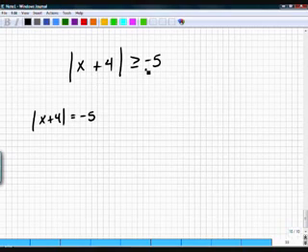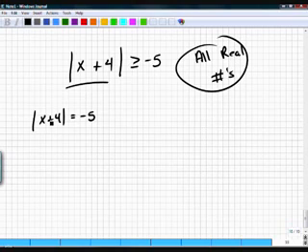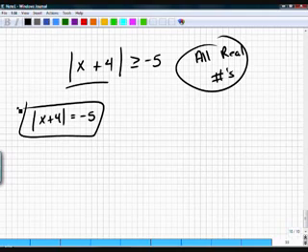Absolute value is greater than a negative. When is that true? What did we say about the absolute value? It's always positive. So when will the absolute value be greater than a negative? Always. So what are you going to put as a solution? All real numbers. Because you look here, this doesn't have an answer, so we don't have anything to put on our number line.